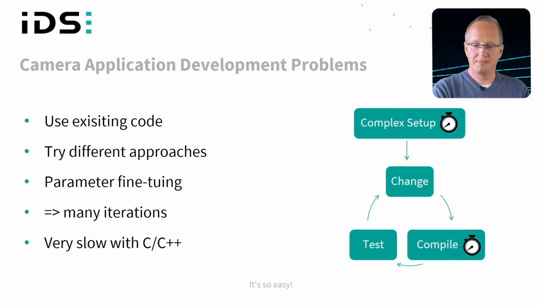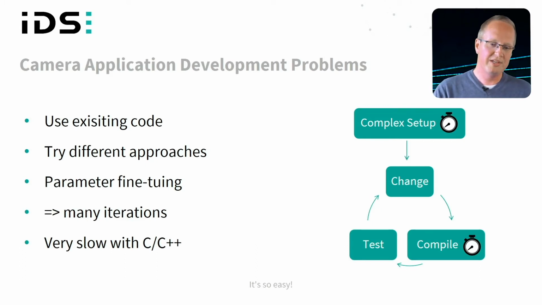So what are the problems? When developing camera applications or computer vision applications, you don't develop everything yourself, but rather you use existing libraries for much of the functionality. In C or in C++, it's always a big pain to integrate external libraries into your own development environment. And even once you've done that, you'll typically have to try lots of different approaches until you find the right algorithm for your problem. And even then, you still need to fine-tune to get exactly the right results.